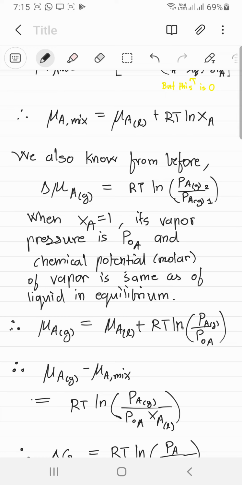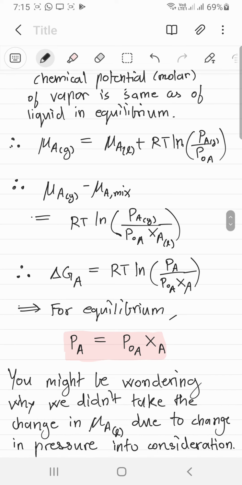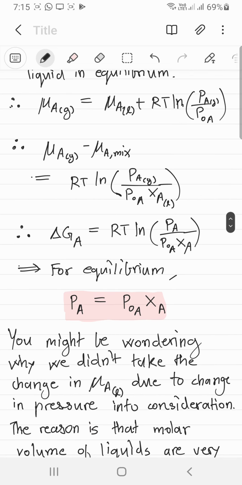And then subtracting these two equations, you get this equation, and this left hand side is the molar change in Gibbs energy. So for equilibrium, this left hand side must be 0, so then the thing inside the natural log must be 1, so PA equals P naught A XA, which is exactly what Raoult's law is.